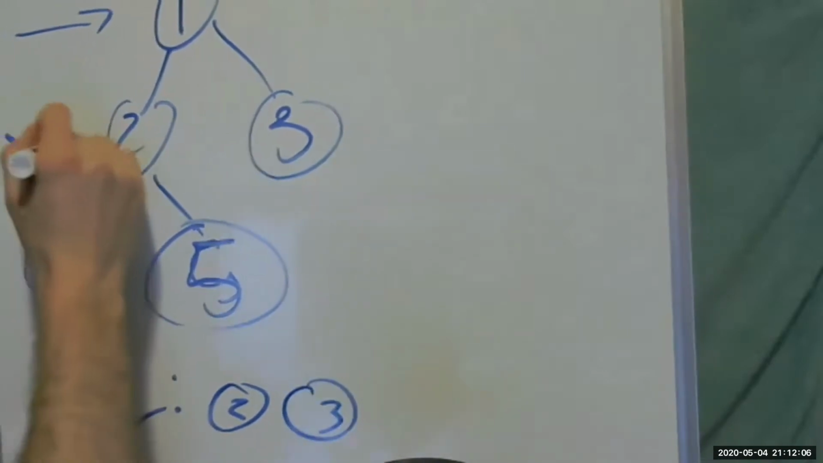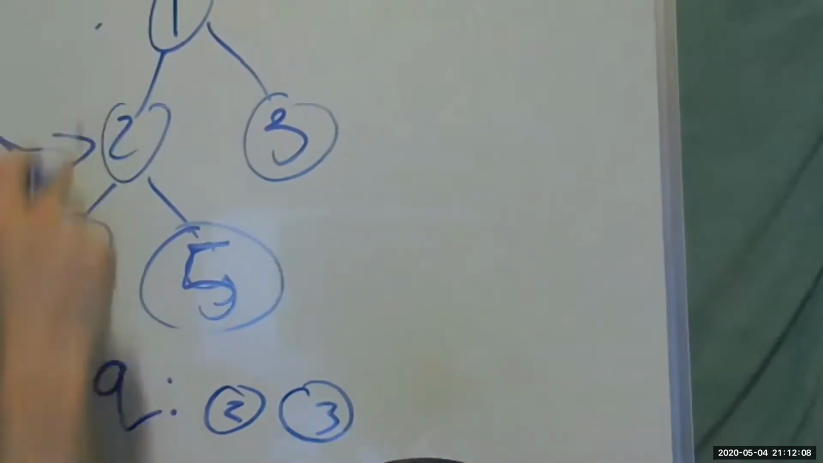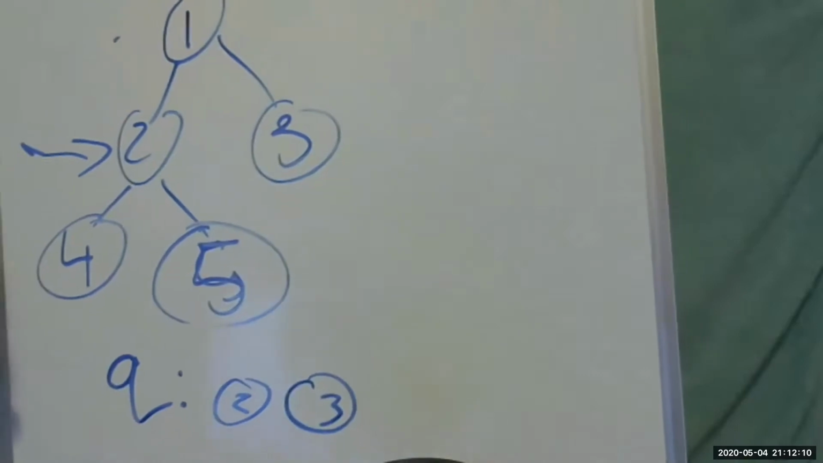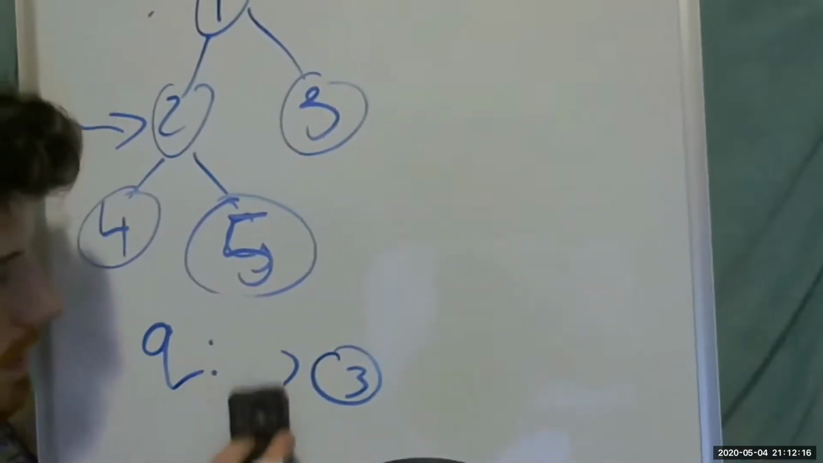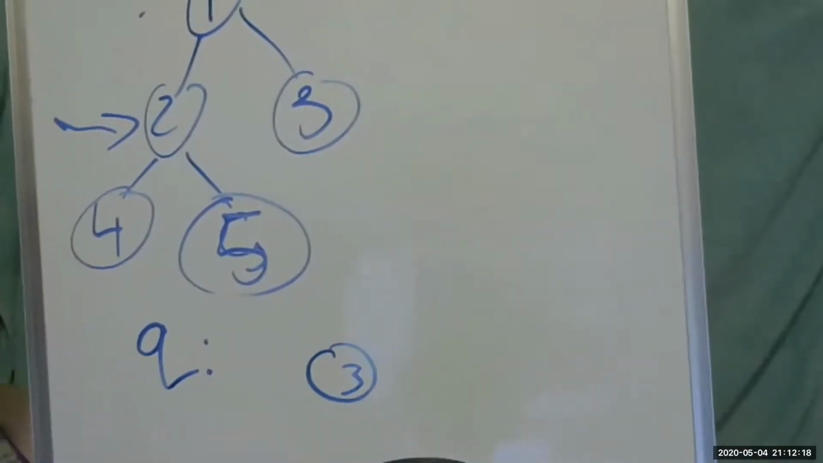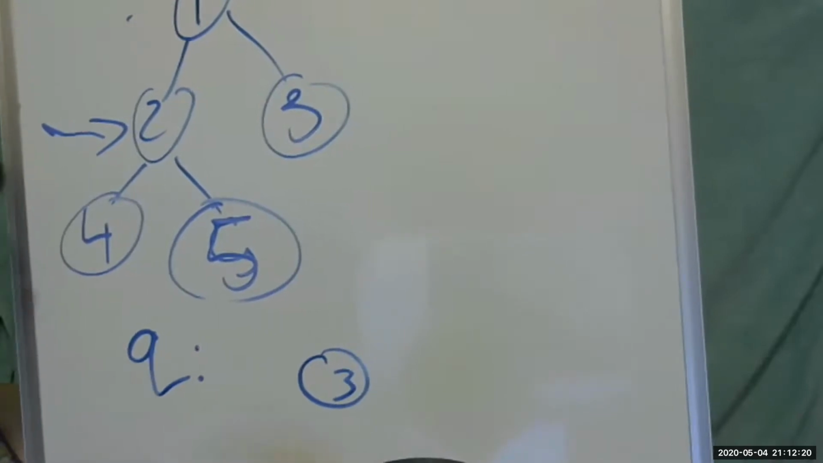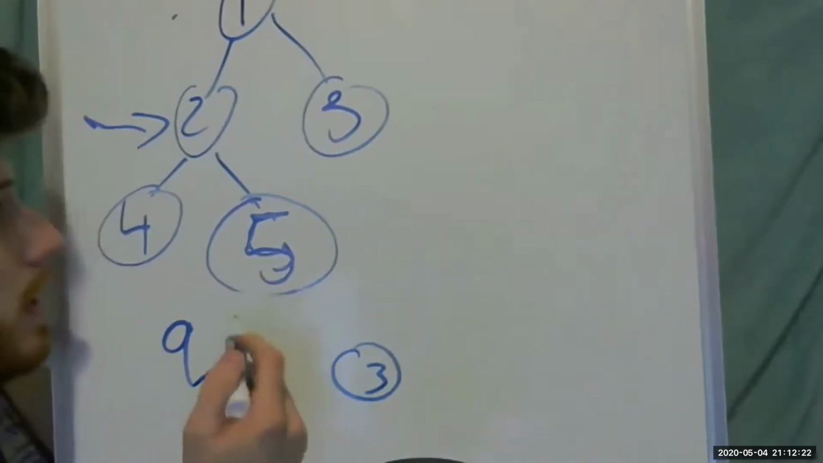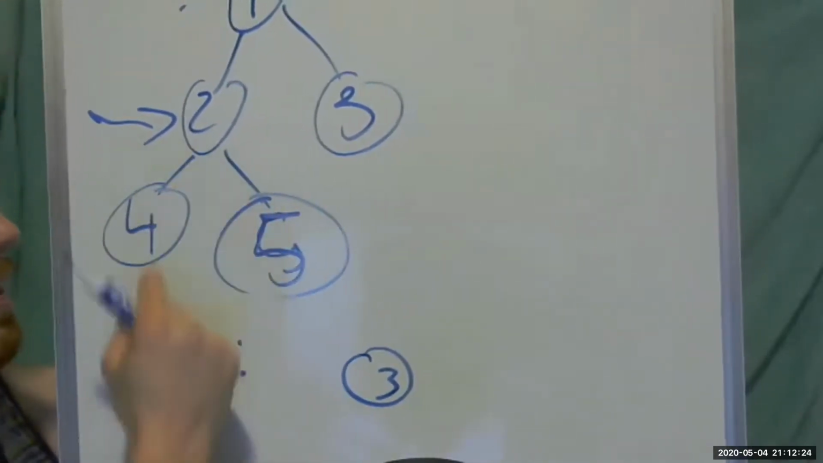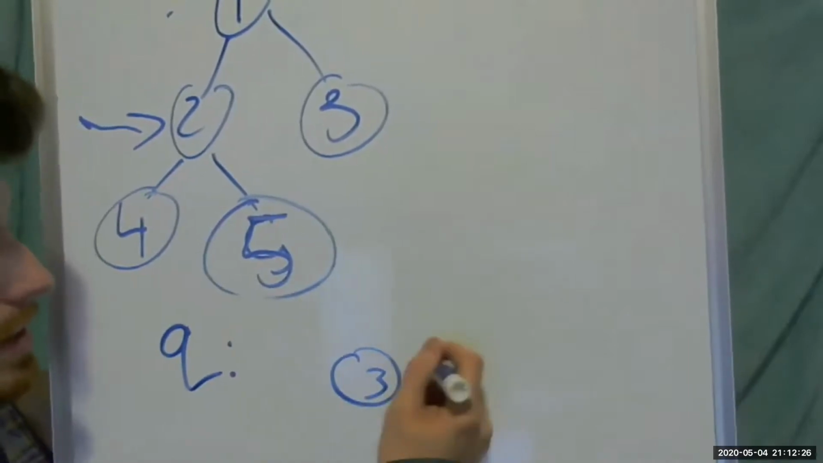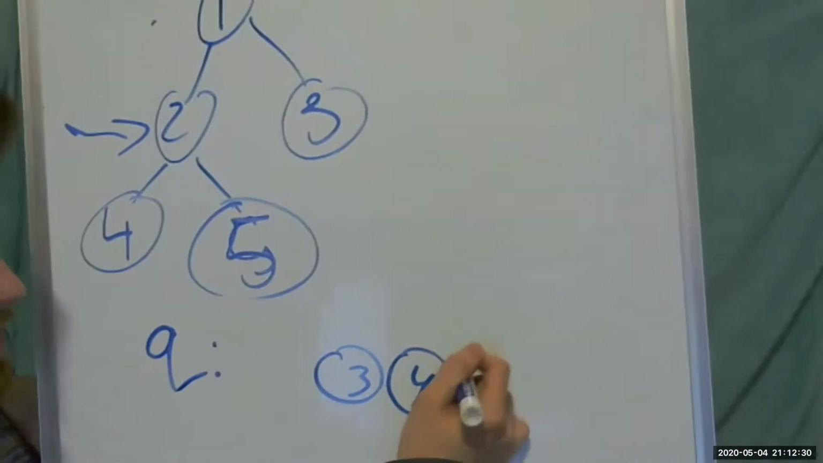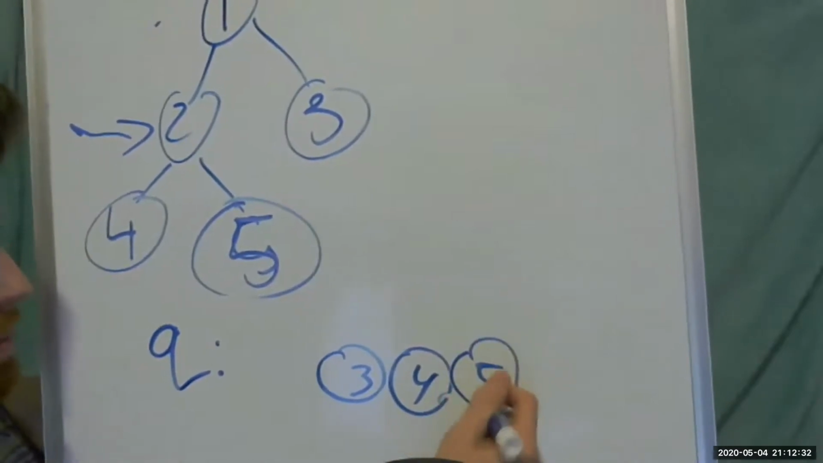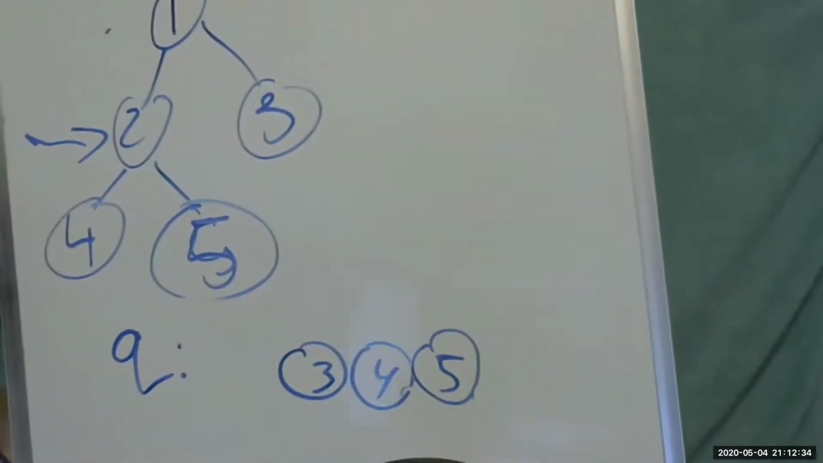So now we're on the second layer. Then we dequeue our 2, because that's the current node we're on. We've processed it, so we've pushed its value into the output. And then we ask, does 2 have a left child? It does, it's got a 4. And does it have a right child? Yeah, it does. So we push those both into the queue. So now we have our 3, 4, 5.